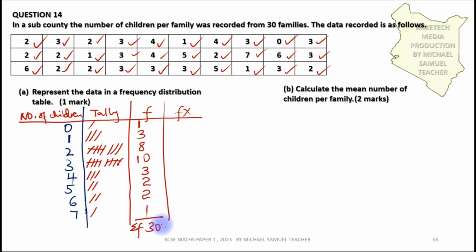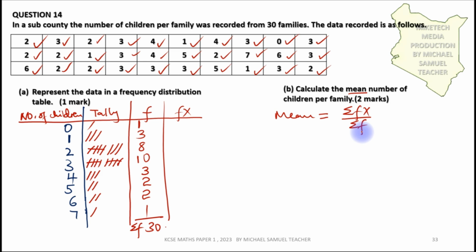Now, something else is to calculate the mean number of children per family. Remember, the frequency distribution table is up to this particular point. Now, from here, we need to get the mean, and to get the mean is by getting the sum of fx divided by the sum of f, or the number of families.